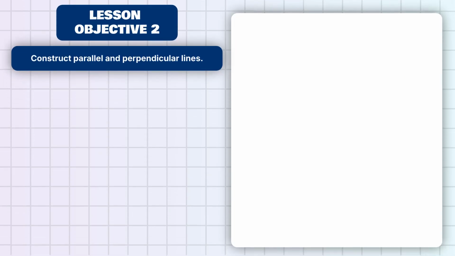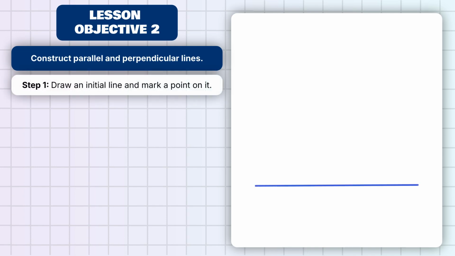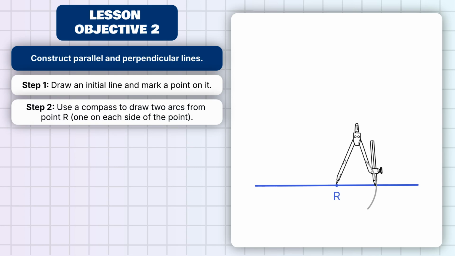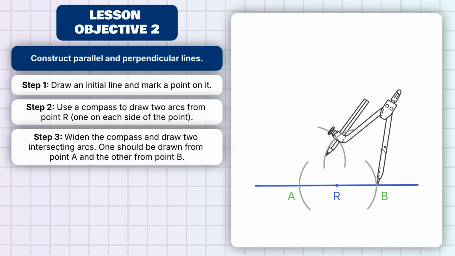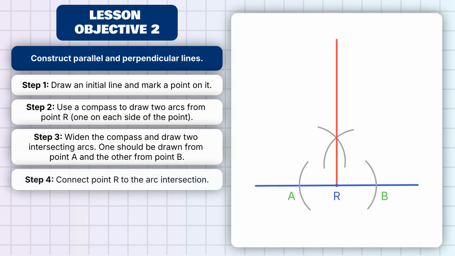To construct perpendicular lines, we use the following procedure. Draw an initial line and mark a point on it. We'll call this point R. Using a compass, draw two arcs from point R, one on each side of the point. Let's label these points of intersection A and B. Now widen your compass and draw two intersecting arcs above point R. One arc should be drawn from point A and the other from point B. Now draw a line from point R through the arc intersection. This line is perpendicular to our initial line.